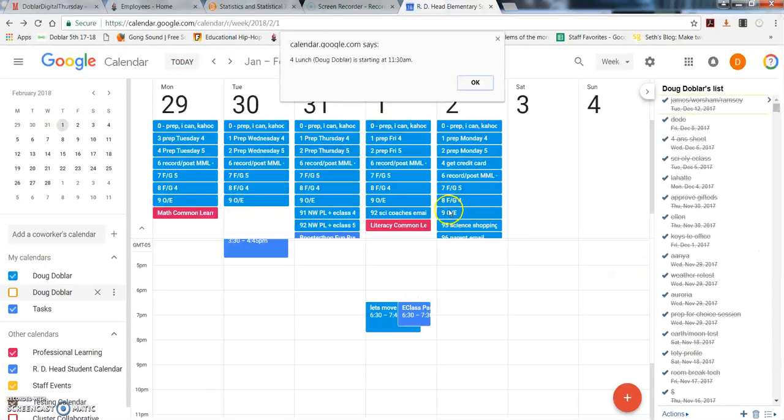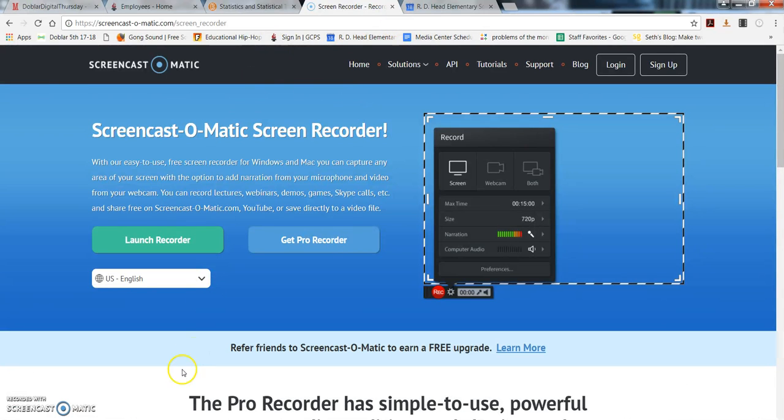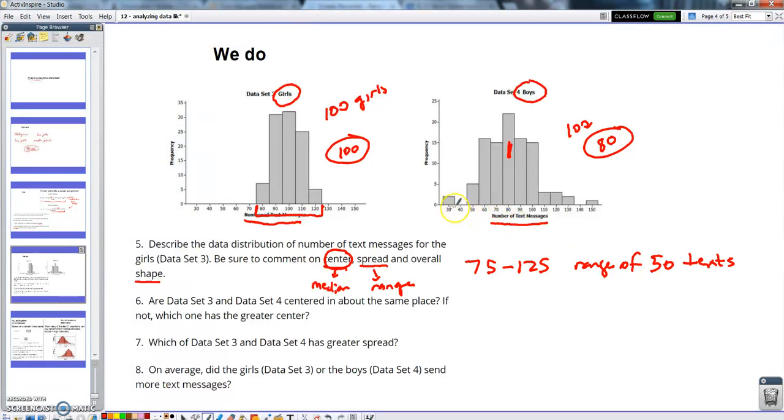The boys were way spread out. Whoop, time for lunch. So I'm going to go back to where I am. Here we go. The boys were spread all the way out from possibly 25 to 155. So they had a range of, goodness, what is that, 130 texts. The boys were much more spread out. All the girls were right in this little range right here. The boys were all over the place. Some of them sent very few, some of them sent a ton.